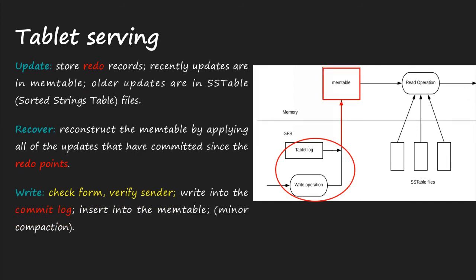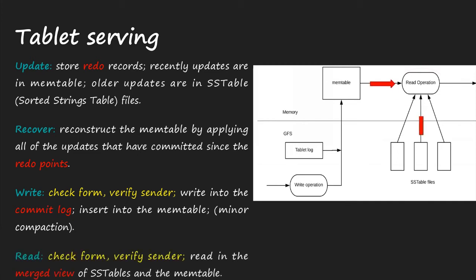In terms of read and write, servers both check for well-formedness and verify the sender's permission. The write operation is committed to the commit log and entered into the memtable, and the read operation is executed on the merged view of the SSTables and the memtable because they include all updates.